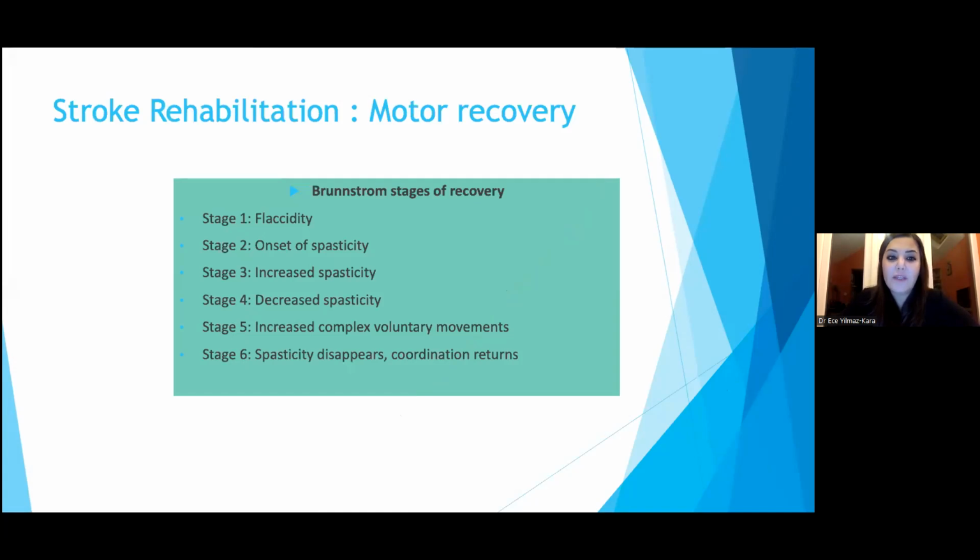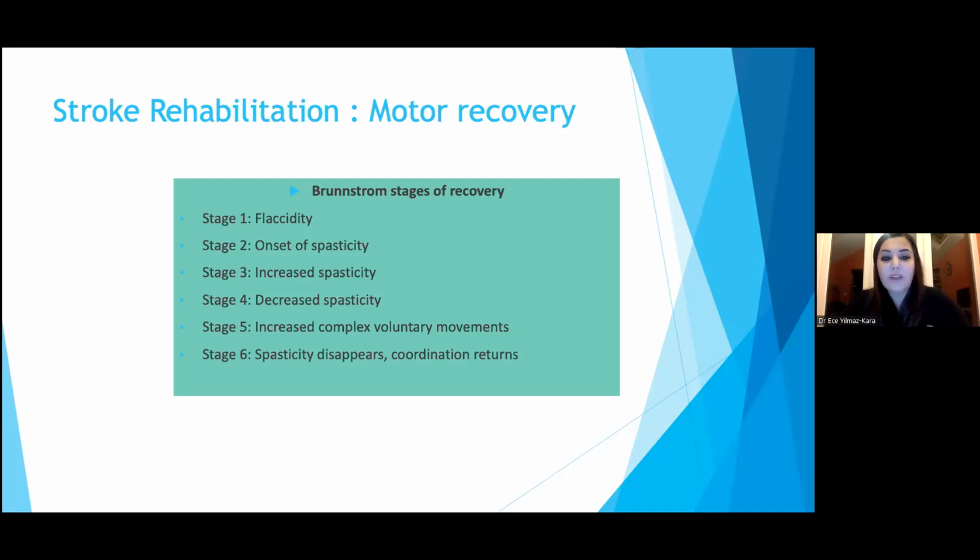Let's look at the rehab issues and start with motor recovery. In my experience in neuro rehab in the last 15 years, there are a few significant factors that are very important to the patients, and one of them is motor recovery. Can I use my hand again? Can I walk again?